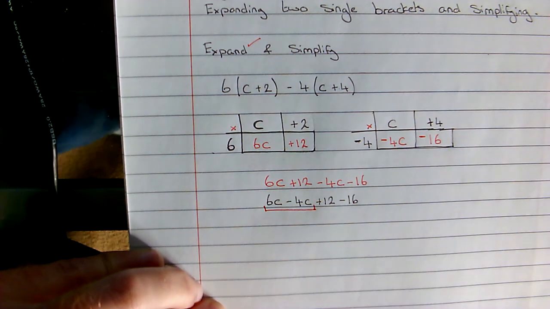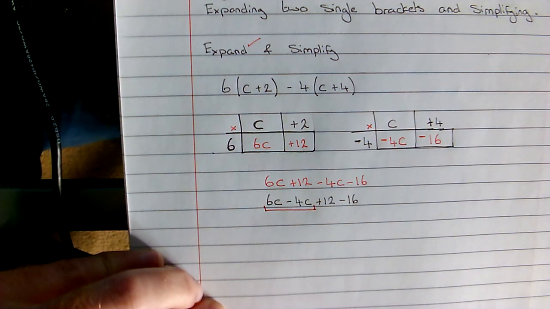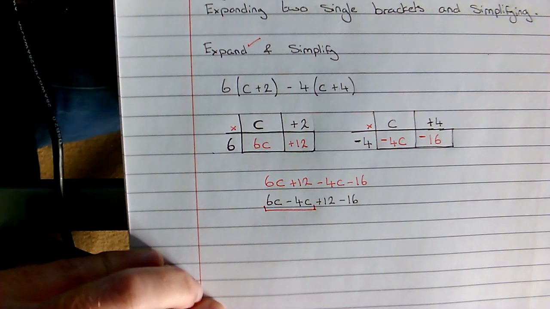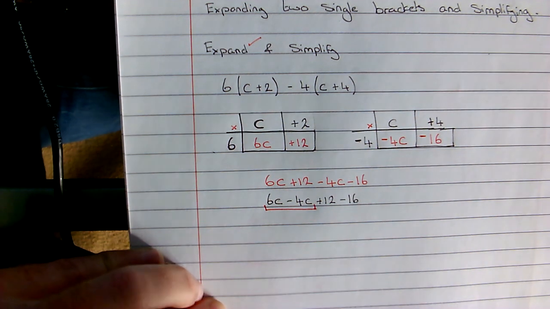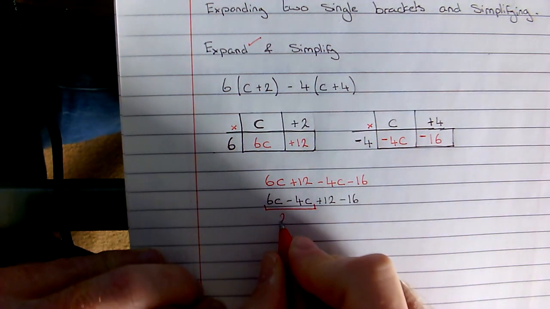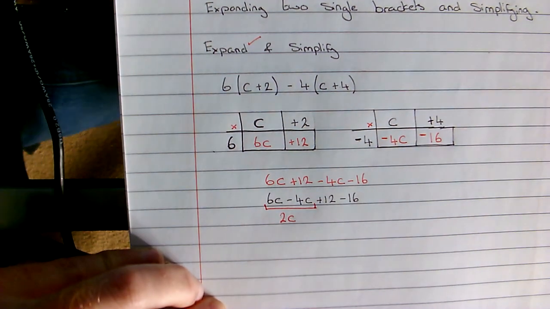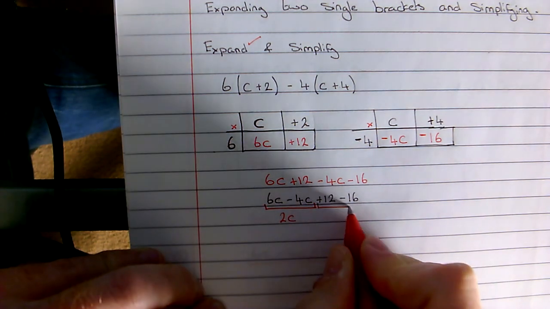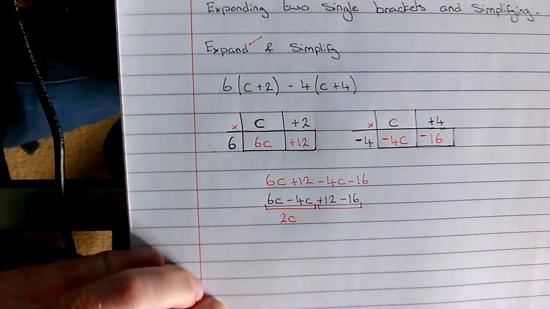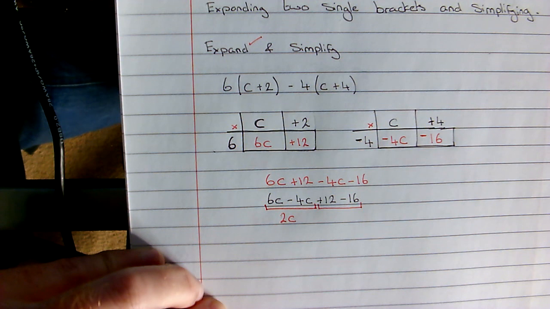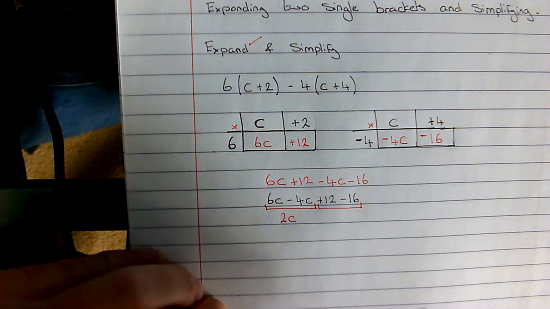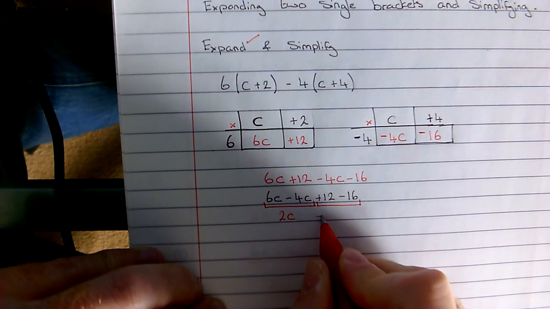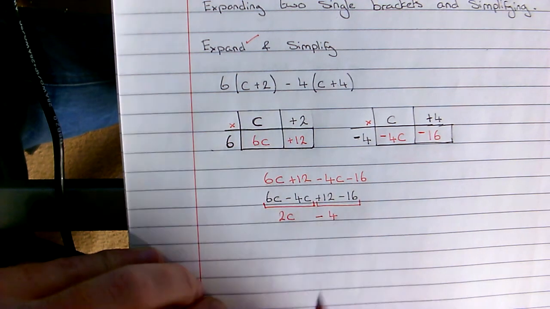So what I've got is 6c minus 4c. Okay, so how many c's am I going to be left with? Well, I've got 6, I'm going to take away 4 of them, I'm going to be left with 2 of them. So I've got 2c. Okay, so that's the first part. And then the second part is my numbers I'm going to gather together. So I've got plus 12 minus 16. So 12 minus 16, okay, which is negative 4, minus 4.